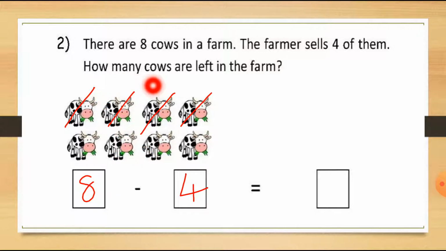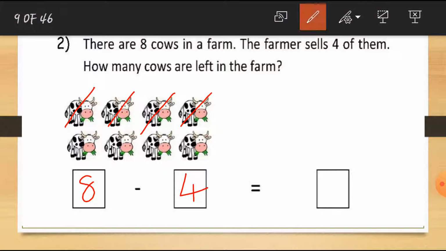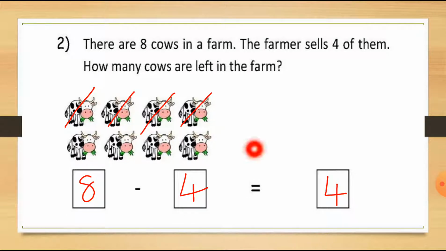How many cows are left in the farm? So let's count this. How many cows are left? 1, 2, 3, 4. So students, there are 4 cows left in the farm. You have to write down the answer this way. There are 4 cows left in the farm. This way you have to write down the answer.